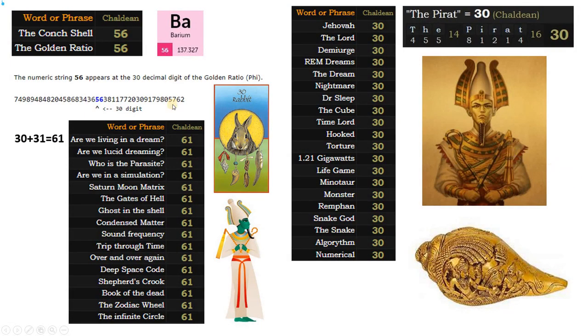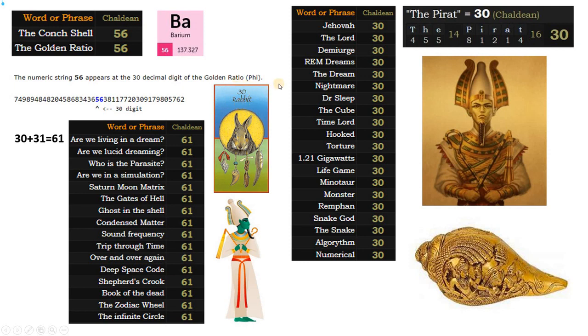So coming back to the 56, matching the conch shell and the golden ratio, we find the 56 at the 30th digit of the golden ratio, that is phi. And this 30 is very important. It matches the rabbit medicine cards that represents the demiurge and Kronos, and that is Saturn.